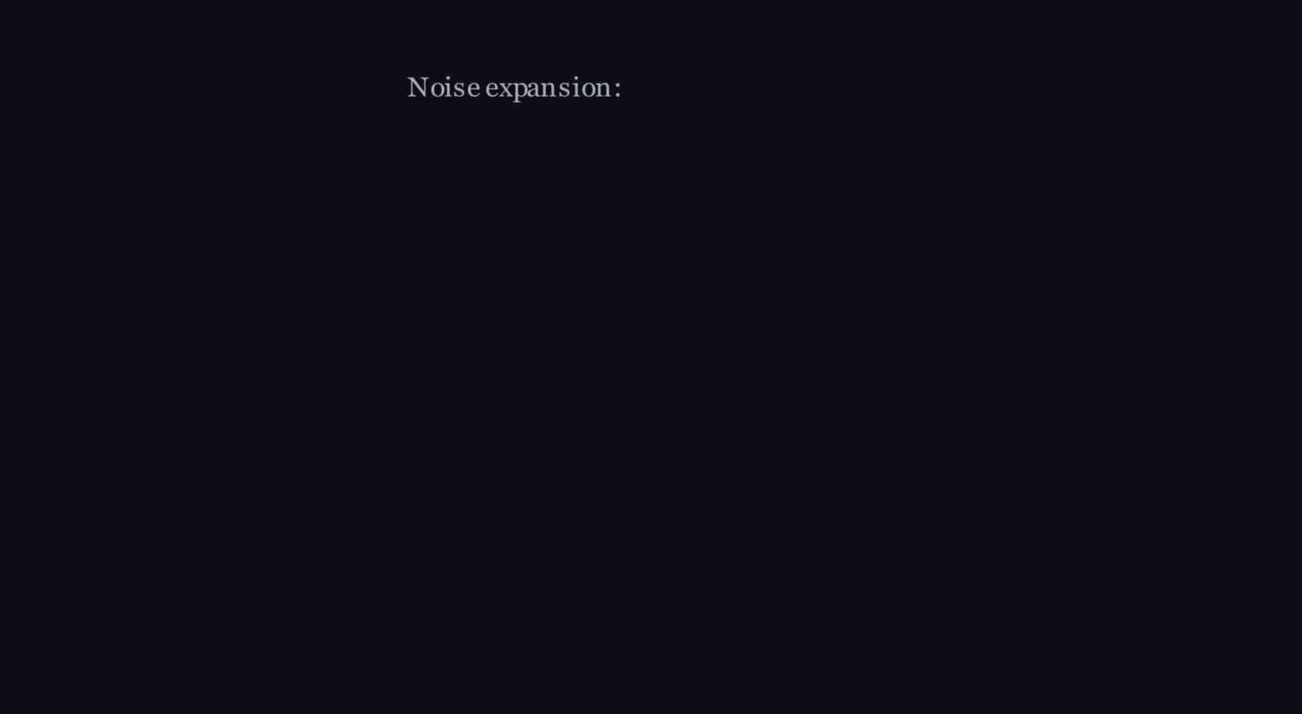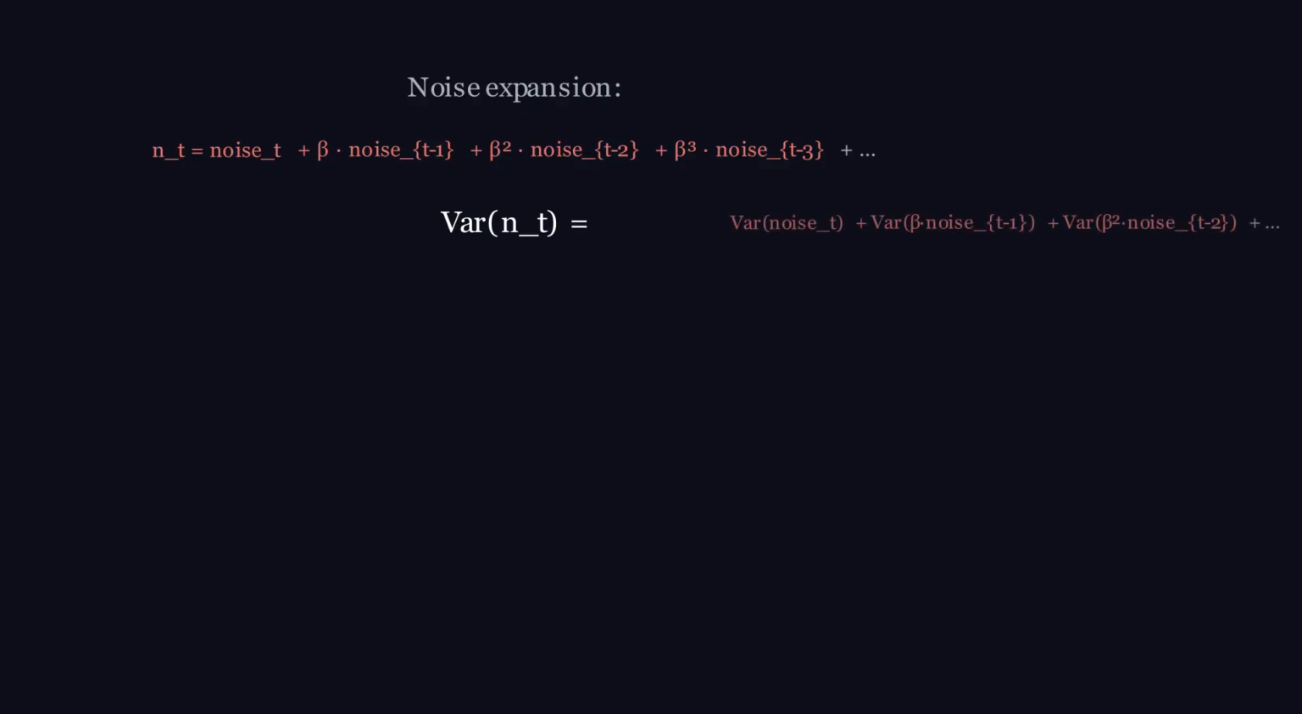Now the noise path. The accumulated noise in the velocity has the same structure as the signal. Current noise, plus beta times last step's noise, plus beta squared times 2 steps ago. Noise is a random variable, so we ask about variance rather than value. Apply the rule from the last block. The variance of beta times last step's noise equals beta squared times the variance of last step's noise. The constant beta enters squared.